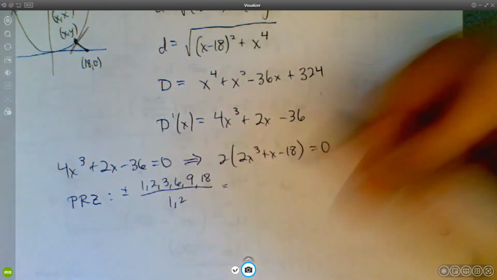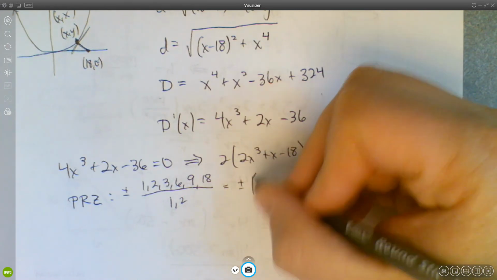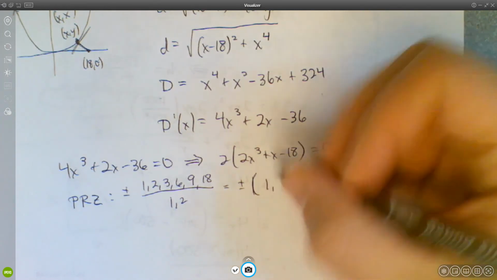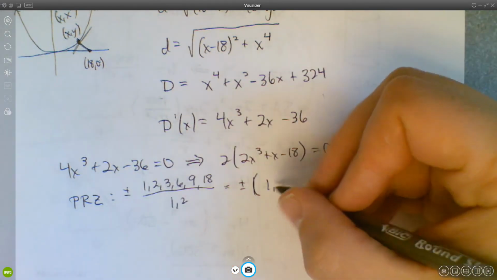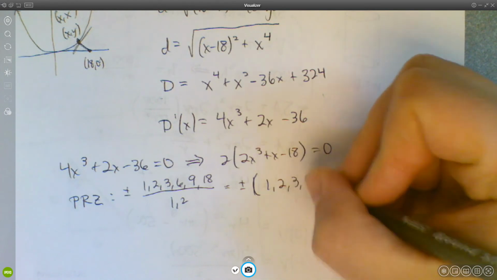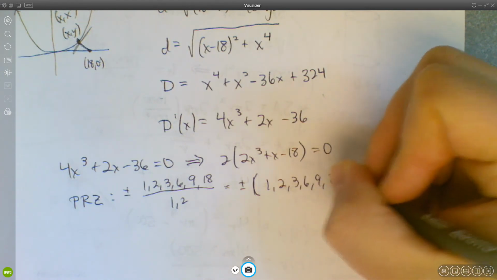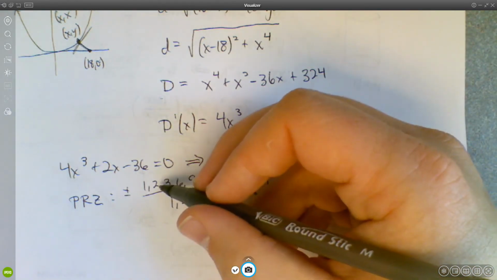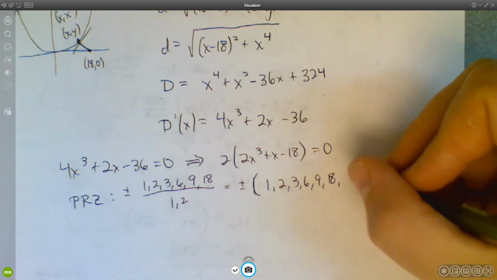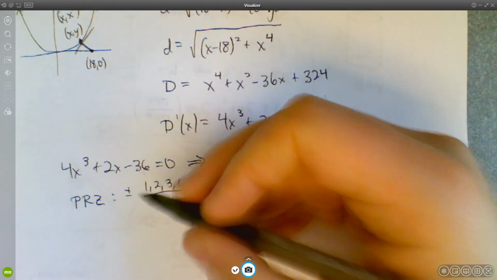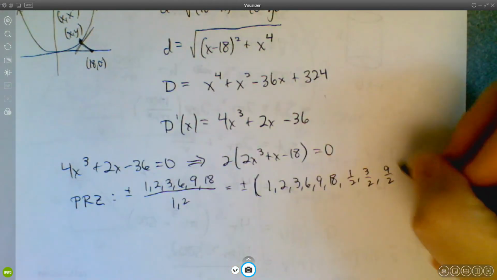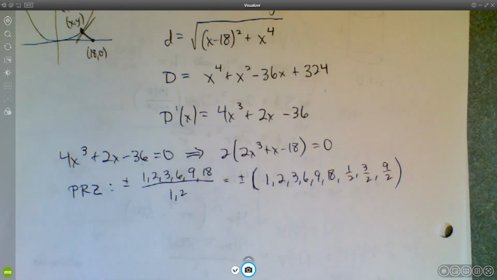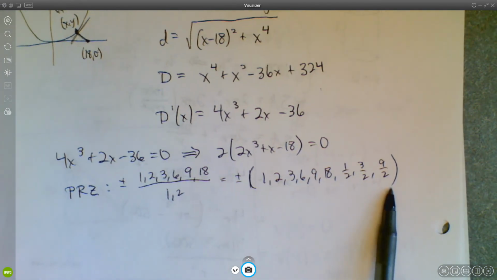If you make a list out of this, you get plus or minus 1, 1/2, and all the whole numbers 1, 2, 3, 6, 9, 18. But then you also get 1/2, 3 halves, 6 halves, 9 halves, and 18 halves is 9. So those are all the possible rational zeros. Obviously, they're not all zeros of the polynomial, so now you have to go back through and test them.